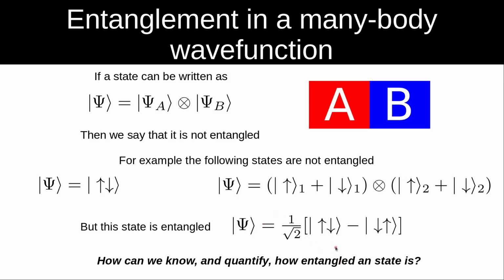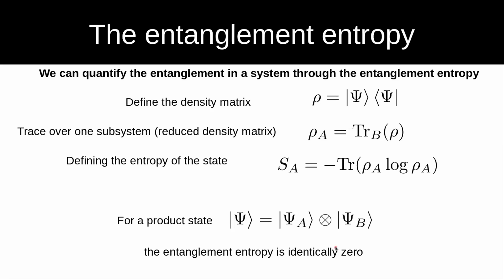So now the practically important question is to know why this state is entangled and how we can measure how entangled a state is. In order to do this, we are going to define something called the entanglement entropy, which is a very simple measure to know how entangled a state is.